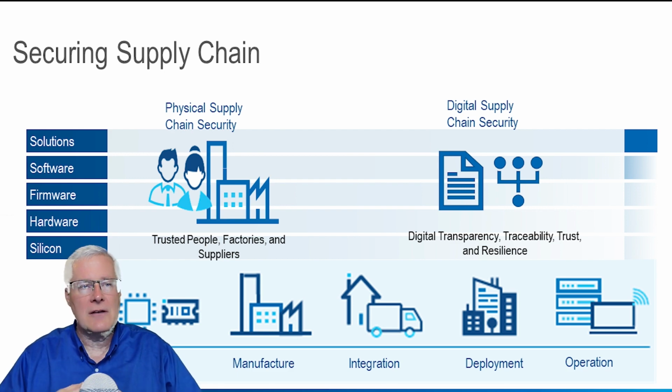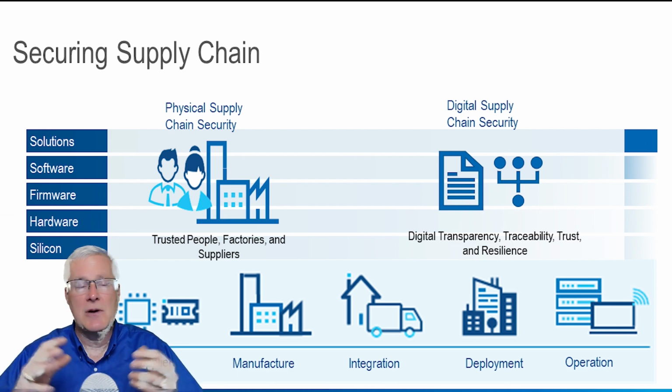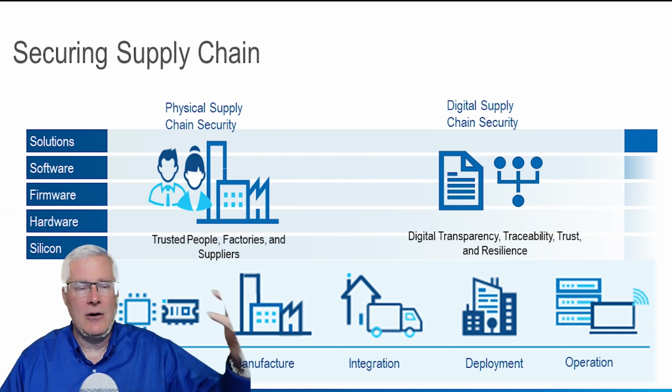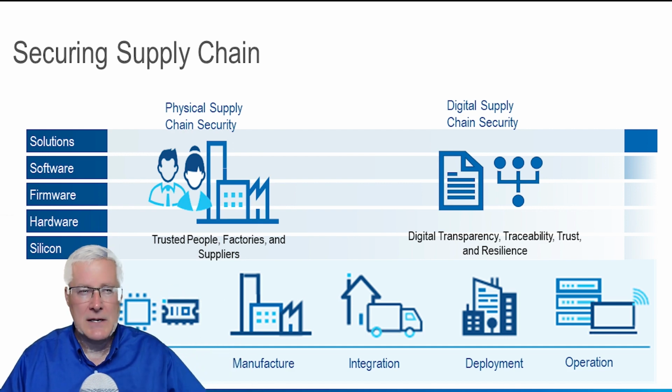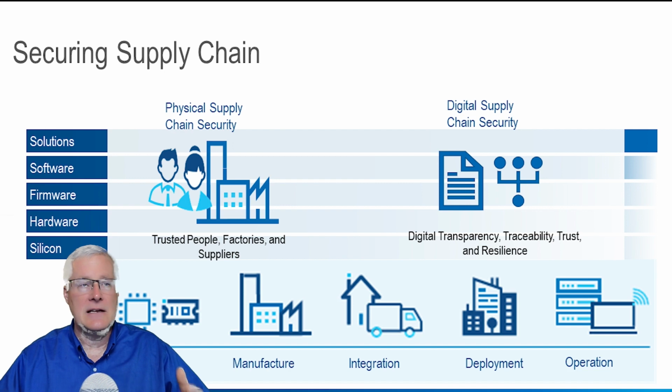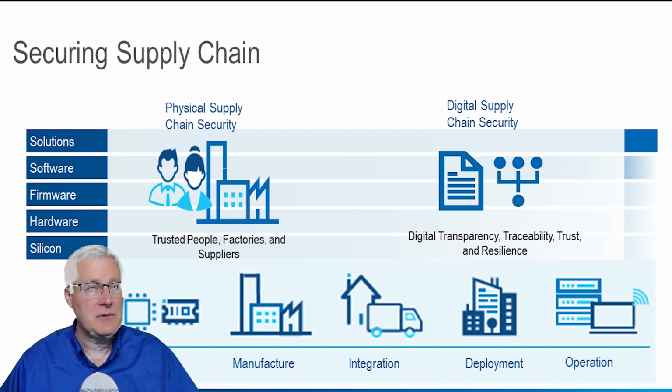We are working feverishly right now, and that's why we're building fabs in Ohio, in Arizona, New Mexico, and in Europe to shore up trusted factories in the United States and in Europe so that we can have that physical supply chain security that we need as well. So that's being done or in the process of being done.